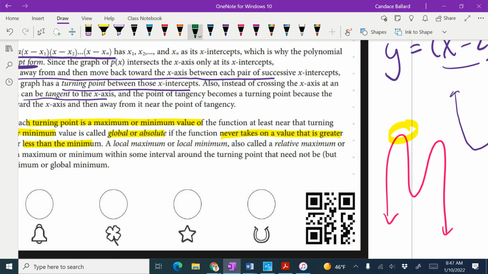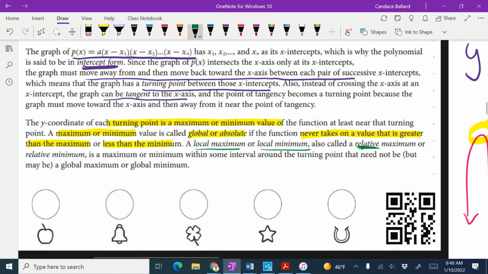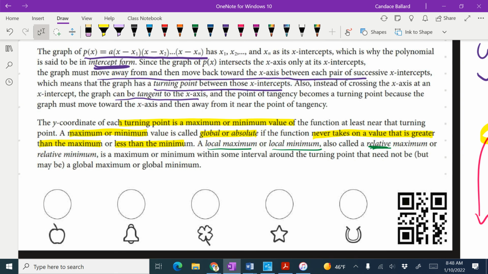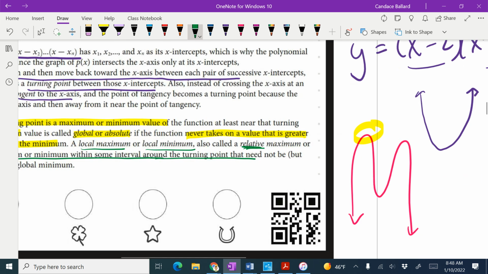Then they talk about local maximum or local minimum. They can also be called relative. So local and relative mean the same thing. We tend to, on the calculus test, see more relative now than local. So that's the word that I would probably use more, but they are interchangeable. You have to know both, okay? And that basically means a maximum or minimum within some interval around the turning point. It isn't necessarily the global.